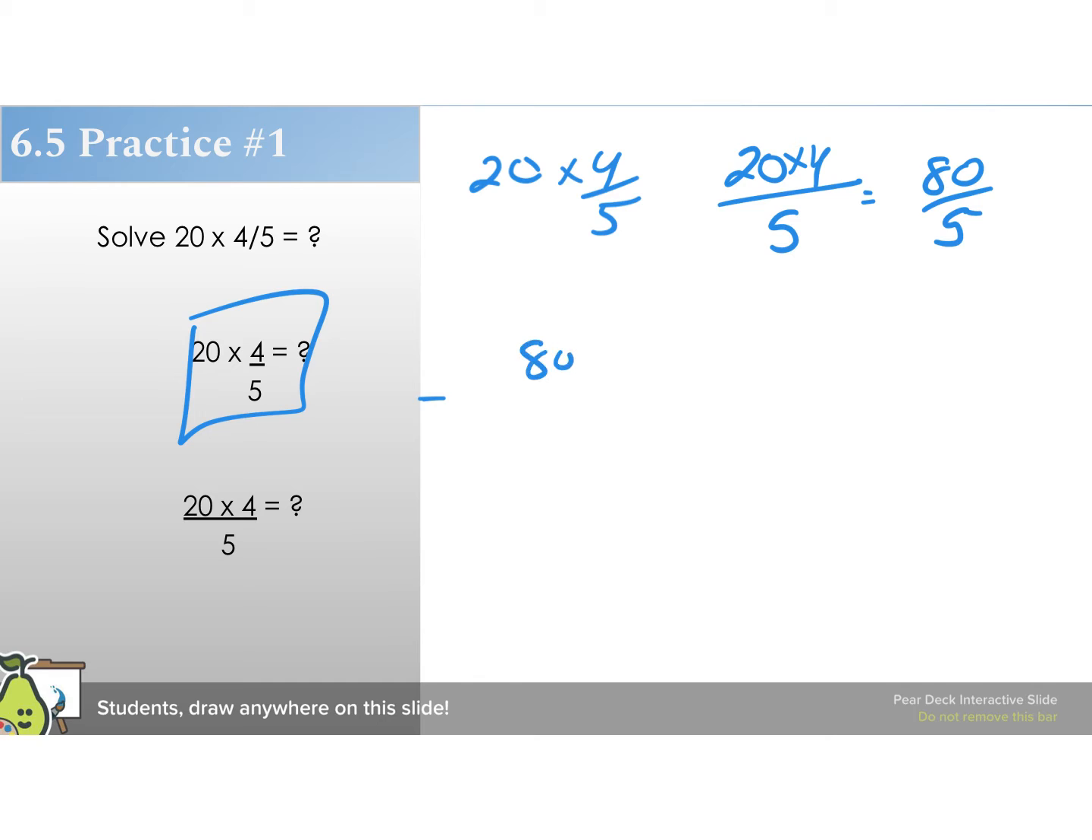Now, in order to solve this, we have to go 80 divided by 5, or if you prefer, 80 divided by 5. 5 goes into 8 one time. Bring down the 0. 30 divided by 5 is 6. So 80 divided by 5 is equal to 16. 20 times 4/5 is 16.